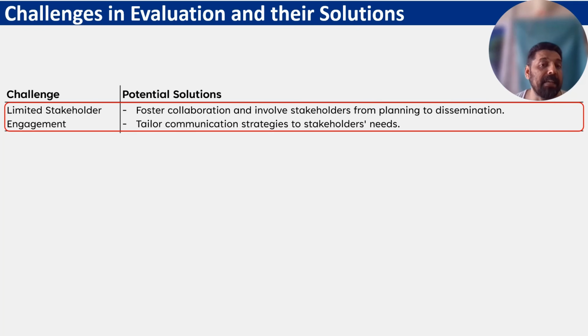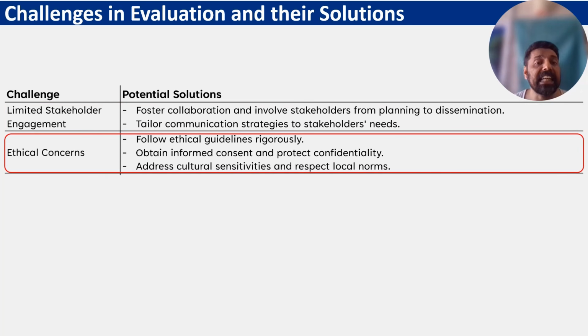Another challenge is limited stakeholder engagement. Similar to the previous one, foster collaboration and involve stakeholders from planning to dissemination. As we mentioned earlier also, tailor communication strategies to stakeholders' needs. Similarly, ethical concerns. Follow ethical guidelines rigorously. As we discussed in the previous slide, the ethical standards, we need to follow them. Obtain informed consent and protect confidentiality. Address cultural sensitivity and respect local norms. These are ethical concerns. Sometimes it is also one of the key challenges.